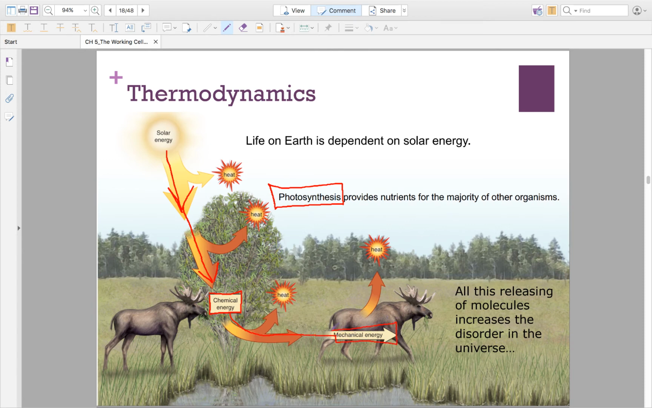mechanical energy. Mechanical energy is energy that's being used right at that moment. Energy in motion. Okay, so this moose is walking, right? And he's able to do so because of the fact that he has quite a bit of chemical energy in his body from eating, and his cells are able to utilize this chemical energy to bring about mechanical energy. Okay, so all of the life on Earth is dependent on solar energy.